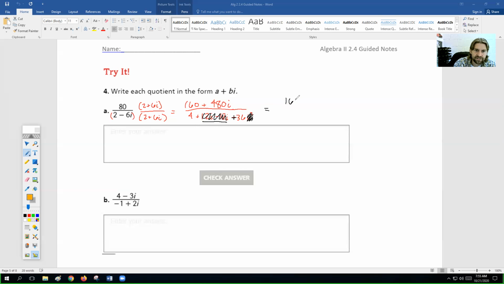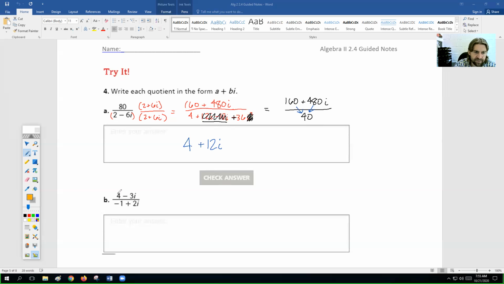So really we get 160 plus 480i over 4 plus 36, which is 40. Then we double check: can we reduce this expression? Can we divide them all by the same number? We can divide everything by 40 here. 160 divided by 40 is 4. 480 divided by 40 is 12, and we have an i there. It's not too bad.